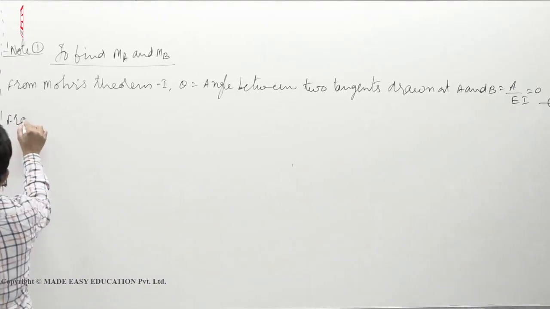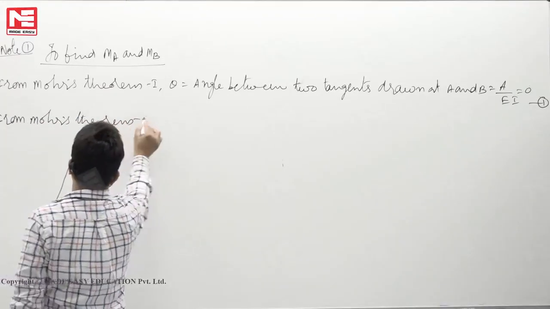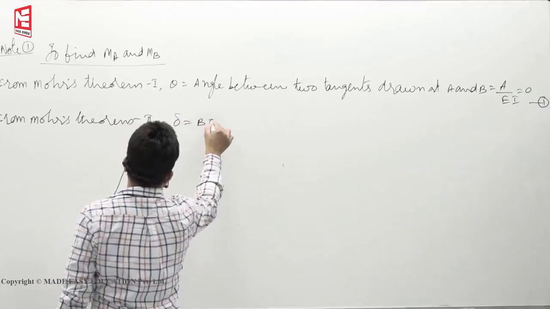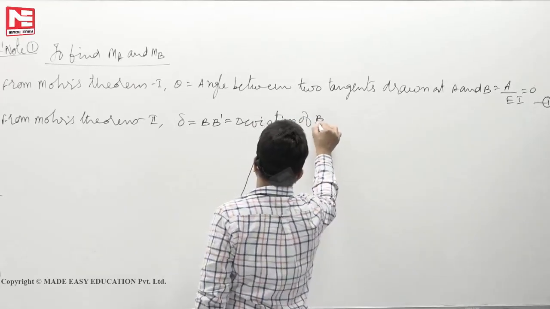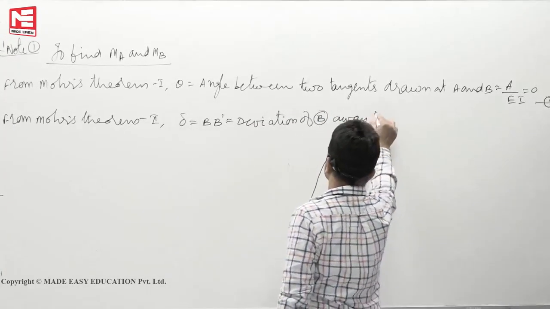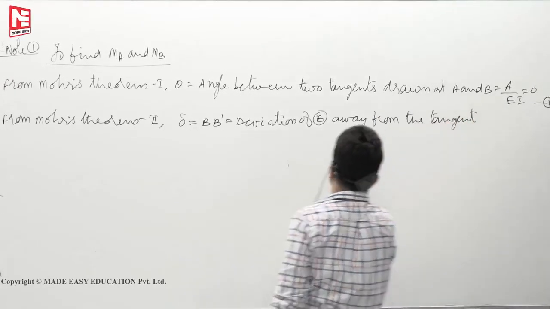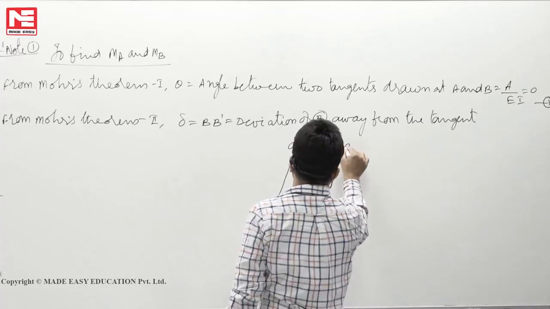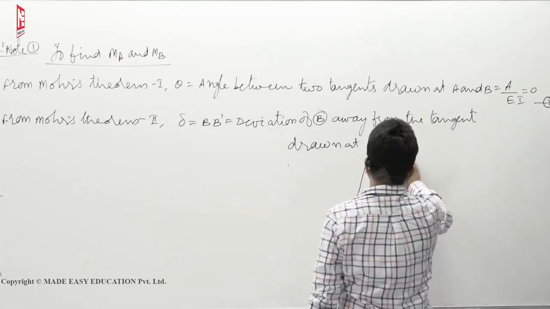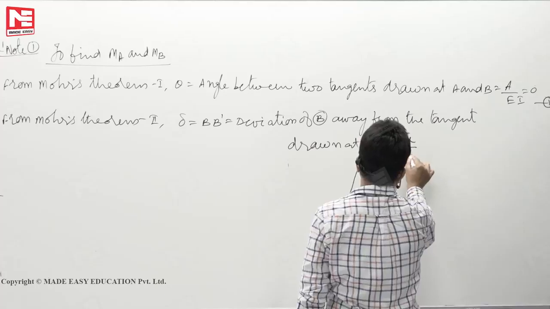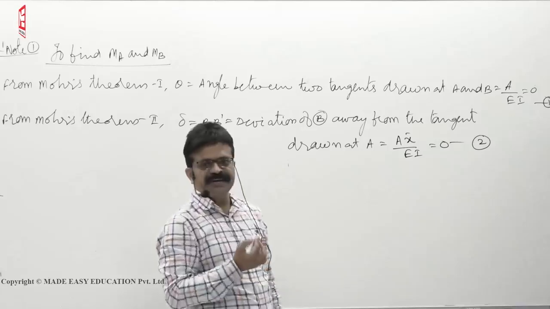Then from Mohr's theorem 2, delta is equal to BB dash. What is BB dash? Deviation of B away from the tangent drawn at A is also 0. BB dash is 0. BB dash is nothing but A x bar by EI. This also 0. So A by EI is 0, A x bar by EI is 0.